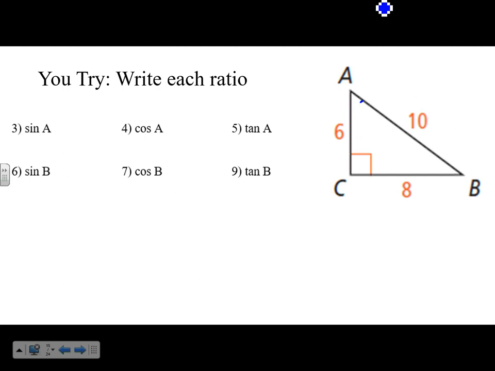Again, I would encourage you to pause this and do it on your own quick. So it's opposite over adjacent, or sorry, opposite over hypotenuse, so that's 8 over 10. That reduces down if you divide by 2, 4 over 5.